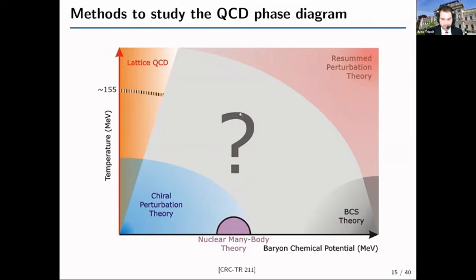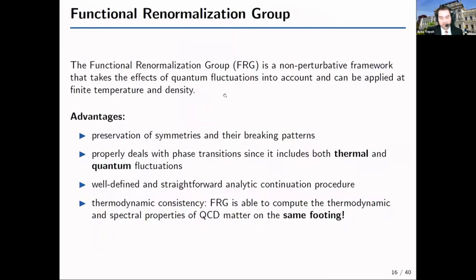So in the following, we are going to use the non-perturbative FRG framework, which can not only be applied in all regimes of the phase diagram, but has a number of additional advantages. In particular, it preserves the symmetry structures and their breaking patterns. It properly deals with phase transitions, since it includes both thermal and quantum fluctuations. It allows for a well-defined and straightforward analytic continuation procedure, and it is also thermodynamically consistent in the sense that the spectral properties and the thermodynamical properties are computed on the same footing.